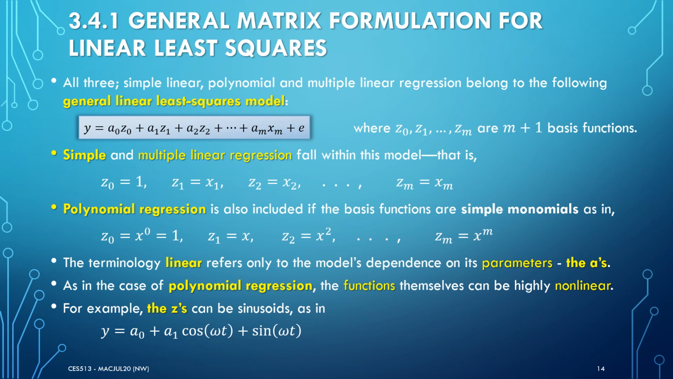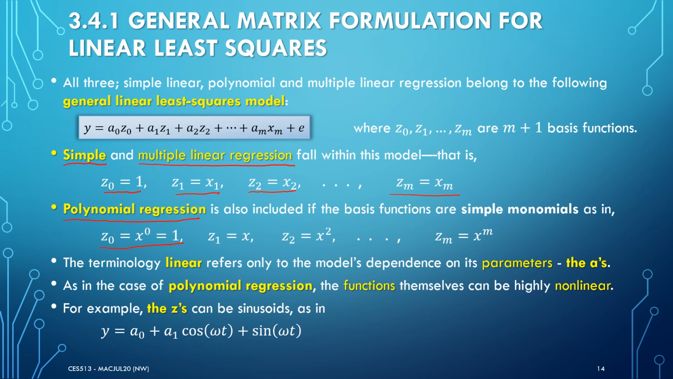Now, let's see how the other 3 models of regression fall within this general linear least squares model. Okay, simple and multiple linear regression fall within the model with Z0 equal to 1. Substitute Z0 equals 1, and then Z1 equals x1, Z2 equals x2, and so on until you get Zm equals xm. While polynomial regression also can be included if the basis functions are simple monomials, as in Z0 equals x power of 0, which is equal to 1, Z1 equals x, Z2 equals x squared, and so on until we get Zm equals xm.